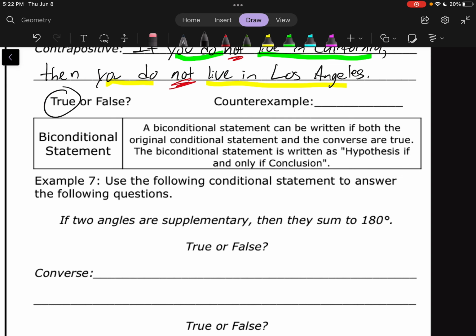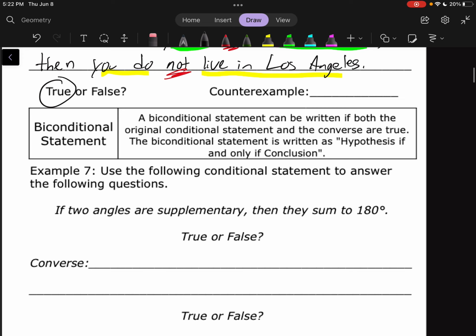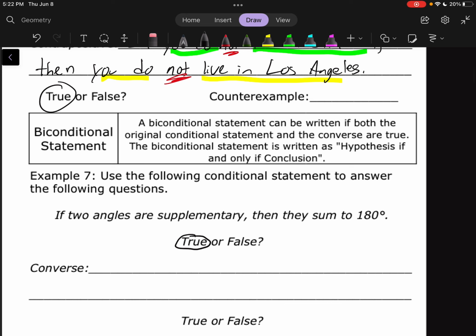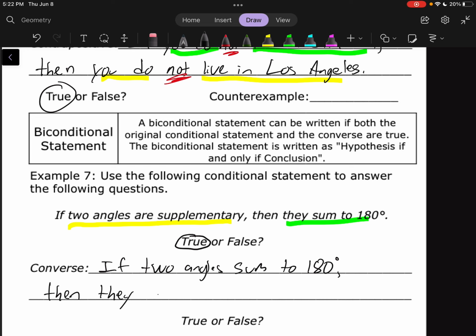So let's look at example 7 here. It says use the following conditional statement to answer the following questions. If two angles are supplementary, then they sum to 180. That's certainly true, right? That's literally the definition of supplementary angles. So let's check the converse here. Remember, the converse is where we switch these things. So we need to put this in the back. We need to put this up front. So I'll say if two angles sum to 180 degrees, then they're supplementary.